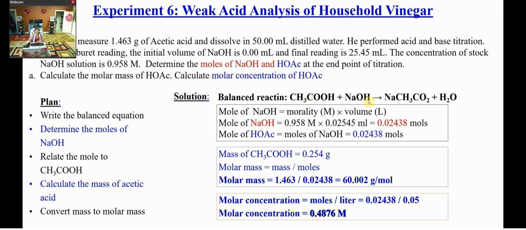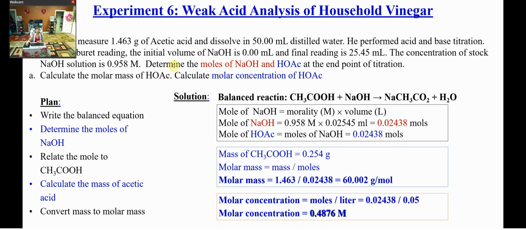CH3COOH reacts with sodium hydroxide to produce sodium acetate and H2O. So the moles of sodium hydroxide equal molarity times volume in liters. You have 0.958 moles per liter times 0.02545 liters, and you determine your moles. The moles of sodium hydroxide are the same as the moles of acetic acid.